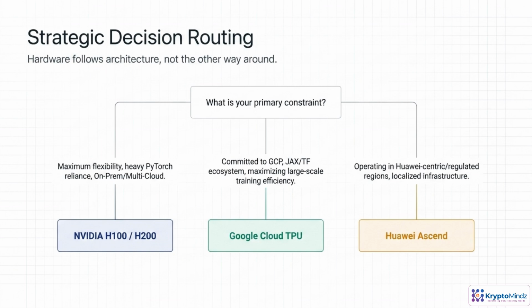The key idea is to start from your architectural reality, then let hardware follow. Ask first, what is the one constraint you cannot easily change? If it's flexibility, heavy PyTorch usage, or a mix of on-prem and multiple clouds, NVIDIA H100 or H200 is usually the safest bet. If you're already all in on Google Cloud using JAX or TensorFlow and care most about large-scale training efficiency, TPUs tend to win. If you work in regions or sectors where Huawei infrastructure is standard or required, Ascend becomes the natural anchor. Once that primary constraint is clear, you fine-tune for cost, scale, and latency, but the field is already narrowed.